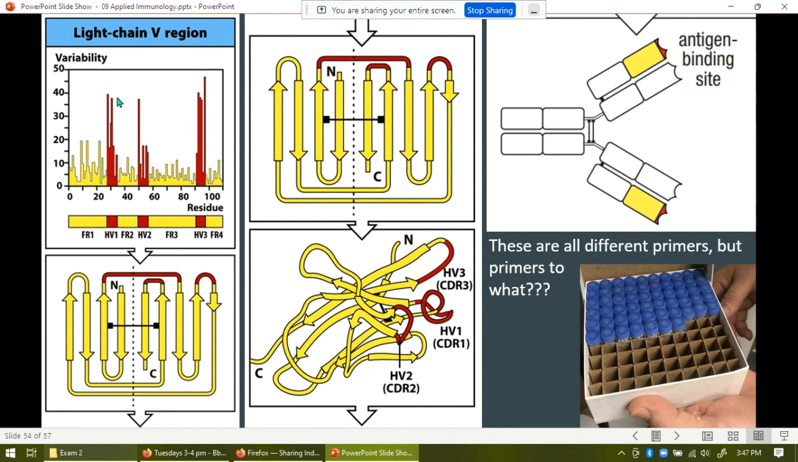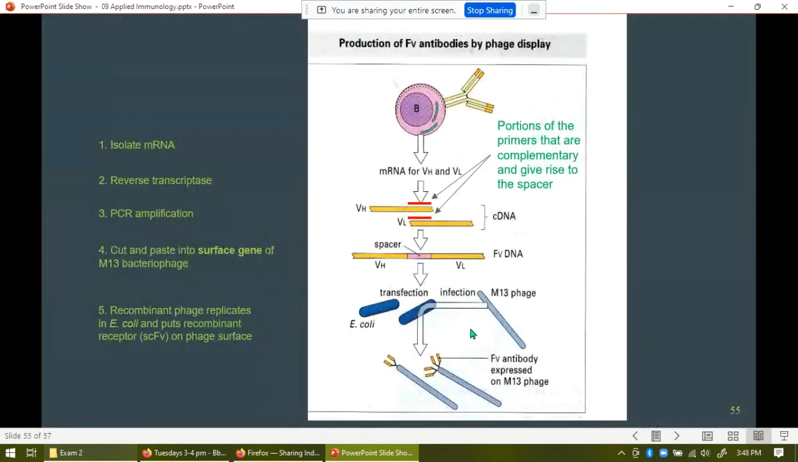So they still have mutations, they're just not nearly as many mutations as the CDR regions or the HB regions. Okay, so you're going to need a bunch of different primers, and they are primers that will bind to the framework regions that flank the variable regions of the antibody. Okay, and that will allow you to do PCR to amplify your DNA that encodes the antibody's variable region.